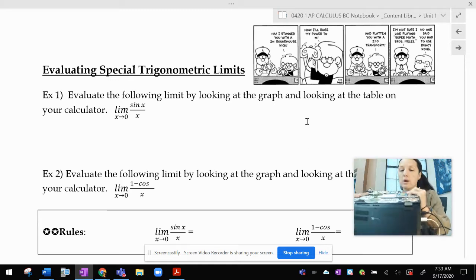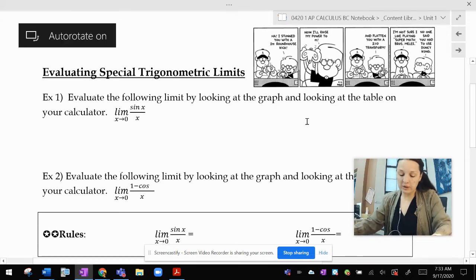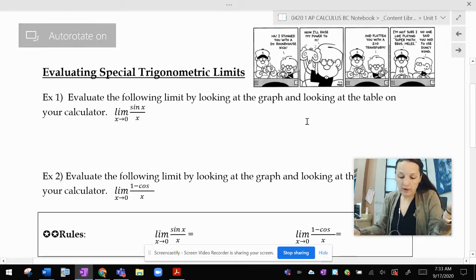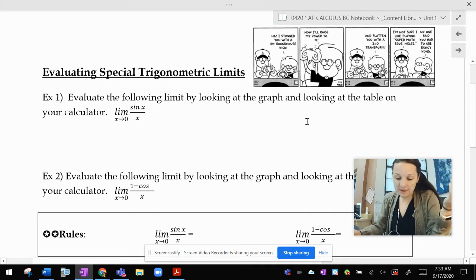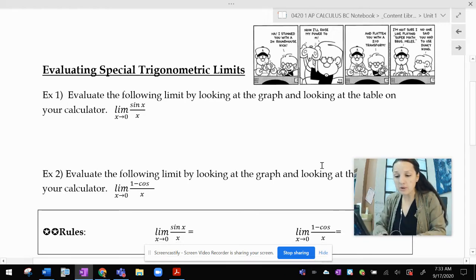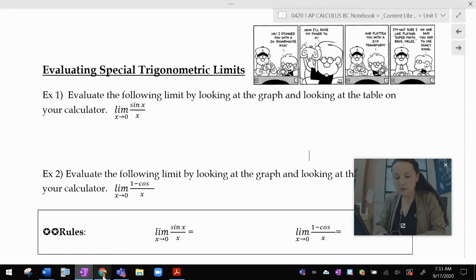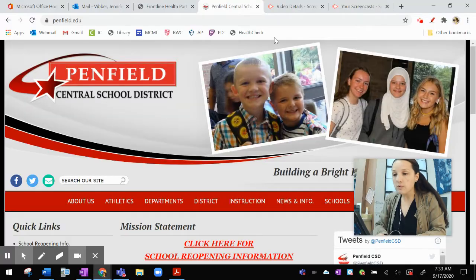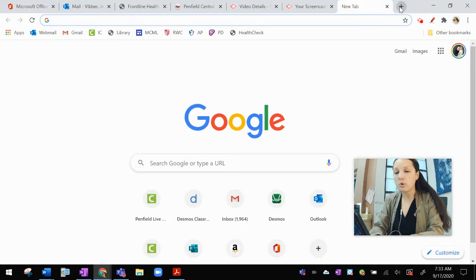So we are now going to look at trigonometric limits. And one of the ones we're going to look at is the limit as x approaches 0 of sine x over x. And this is evaluated by looking at the graph and looking at the table on your calculator. I'm going to do this in Desmos because Desmos is my favorite thing.